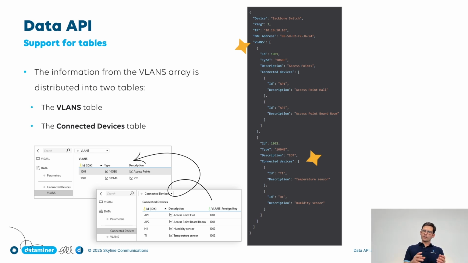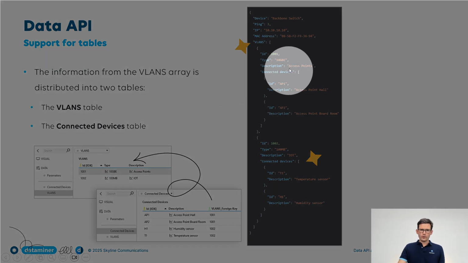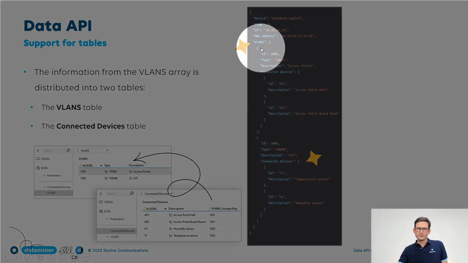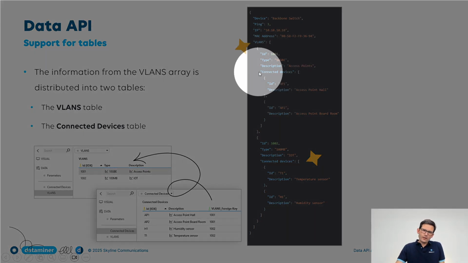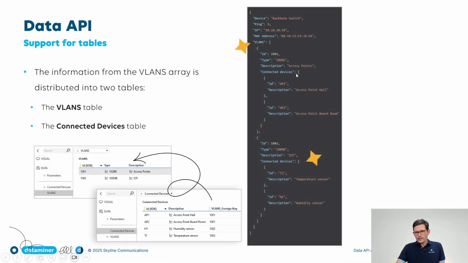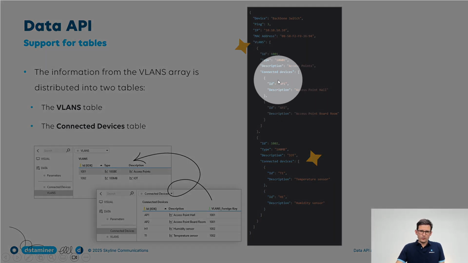That was a table. Now you can nest arrays as well. And the example here, let's see if that works, and if you can read that, let's hope so. We have a VLAN table. The VLAN table has the list of VLANs. We have an ID, a type, a description, and then we have a nested array in the VLANs table, a nested array for the connected devices. And that connected devices array again has 2 entries.